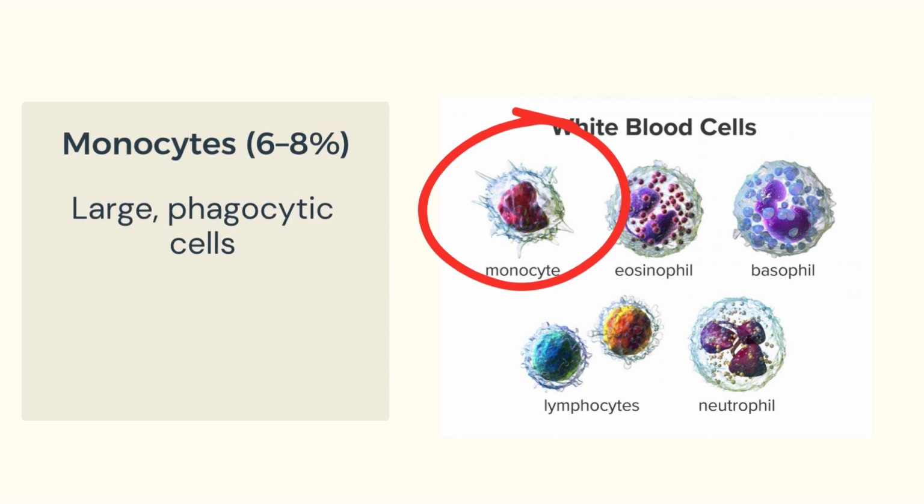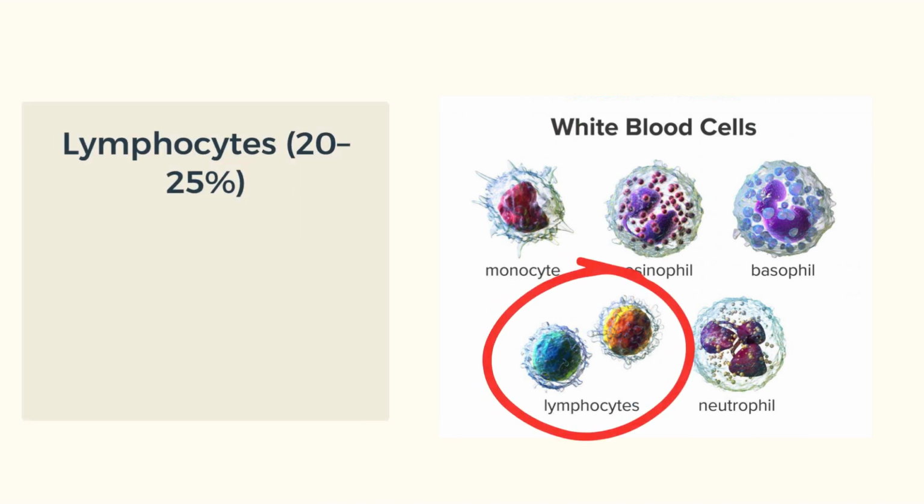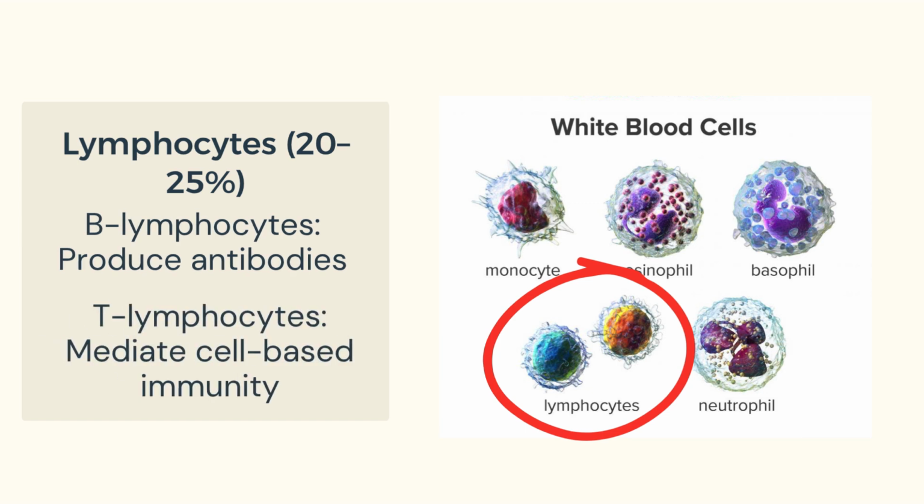Monocytes, around 6 to 8%, are large phagocytic cells that clean up cell debris and pathogens. Lymphocytes, making up 20 to 25%, include B lymphocytes, which produce antibodies, and T lymphocytes, which mediate cell-based immunity.